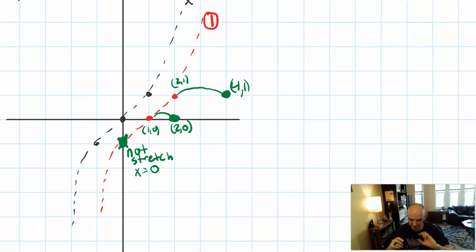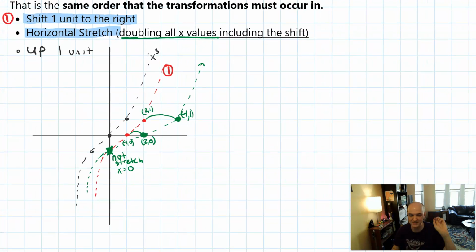So now I've carried out the stretch, but notice what happened. The stretch actually stretched and moved the inflection point. Because the stretching happens second, it has that power to move the inflection point, and that's why the inflection point happens at 2, not 1. Then we'll finally do the final graph by moving everything up 1 unit. That one's easy to do. That's how I get the 0, 0. I hit 2, 1 again, but now it's the inflection point.